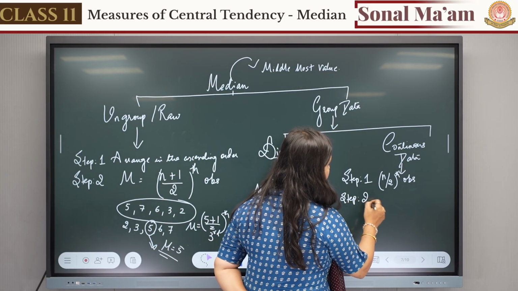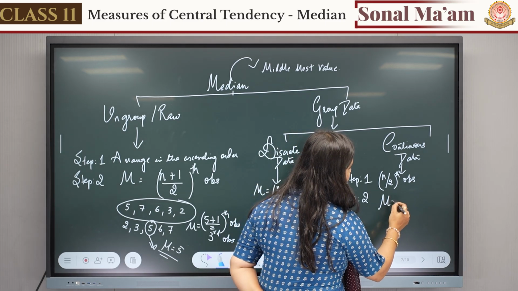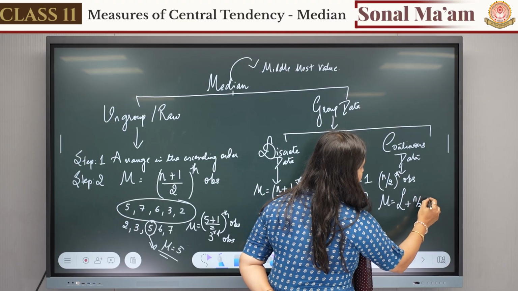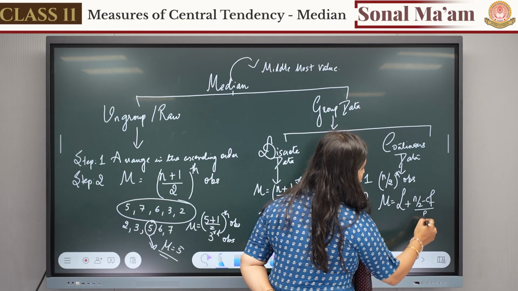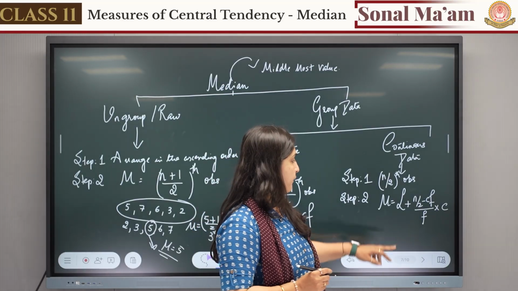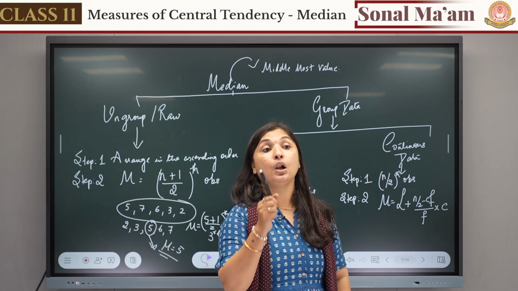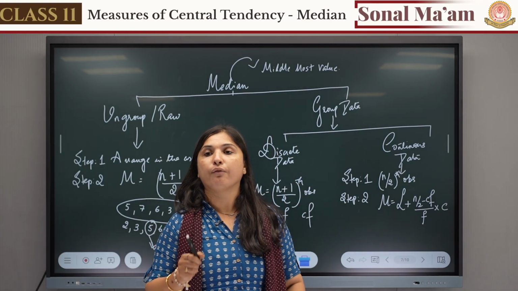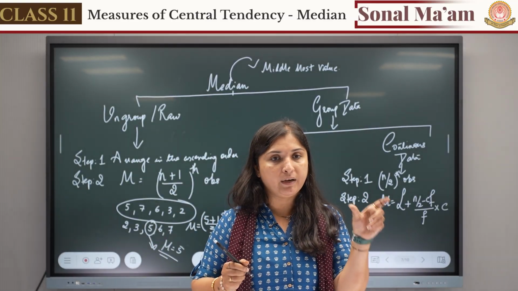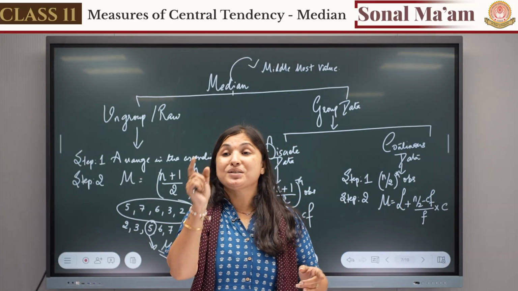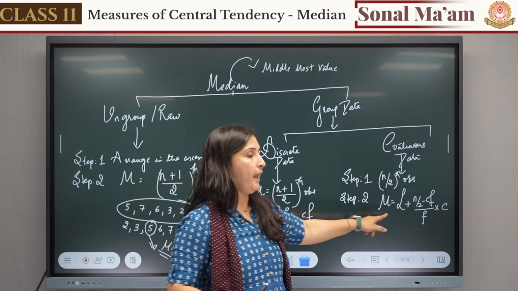Second step will be formula. The formula for m will be L plus (n by 2 minus CF) upon F into C. Now let's interpret this formula. What is L? L is the lower limit. Lower limit of what? Lower limit of the median class. Just now you found the median class, 30 to 40, 40 to 50, whichever median class you got, its lower limit is L.